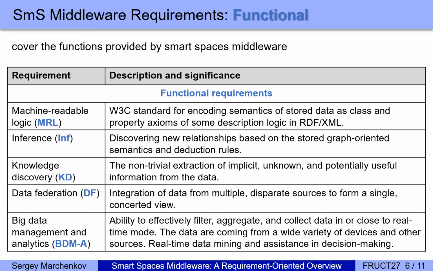The first of these is the functional requirements. They cover the functions provided by a middleware. In this slide, you can see the key functional requirements of a smart space middleware. Most of them are related to semantic web standards and solutions, such as machine-readable logic, inference, knowledge discovery, and data federation. However, such expressive logics and solutions have exponential time complexity that is of poor scalability and low performance when size parameters of data are growing. Therefore, the big data management analytics becomes even more important, providing the ability to effectively filter, aggregate, and collect data in or close to real-time mode.